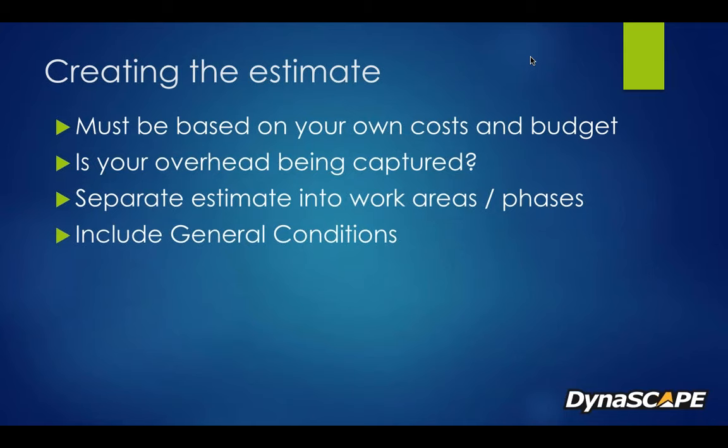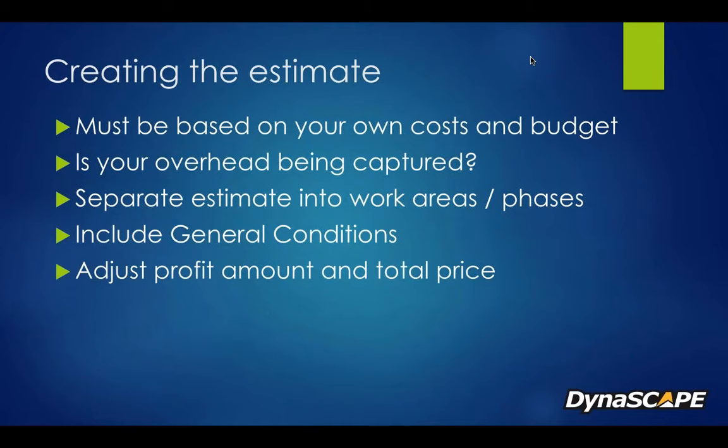You want to be able to include general conditions like design fees or commissions for your salespeople, your mobilization time, any kind of challenges for site access, whether or not you need to have a porta potty on site. So those kinds of things. You want to ensure that your estimating software includes the ability to do that. And one of the biggest things is, can you adjust your profit amount and your total price? Those are two keys that you need to be able to adjust. You have to have your estimate flexible enough to adjust here. And of course, you want to have a flexible proposal builder.